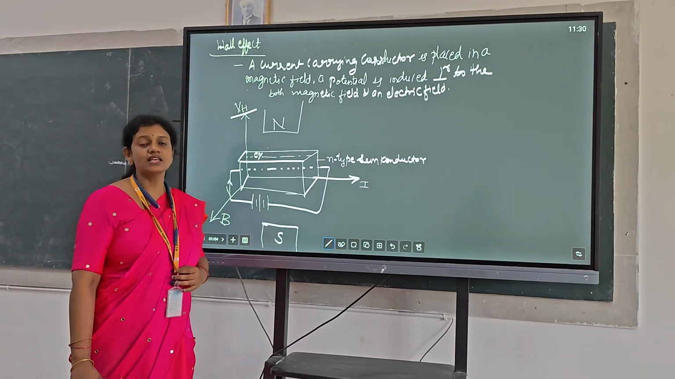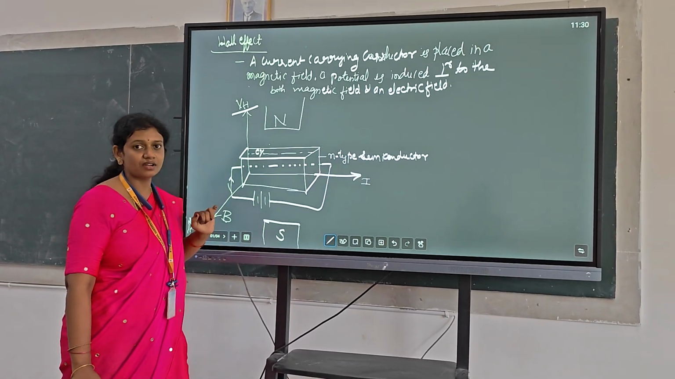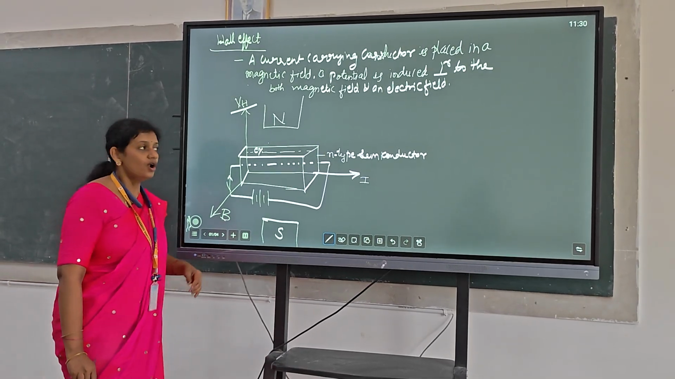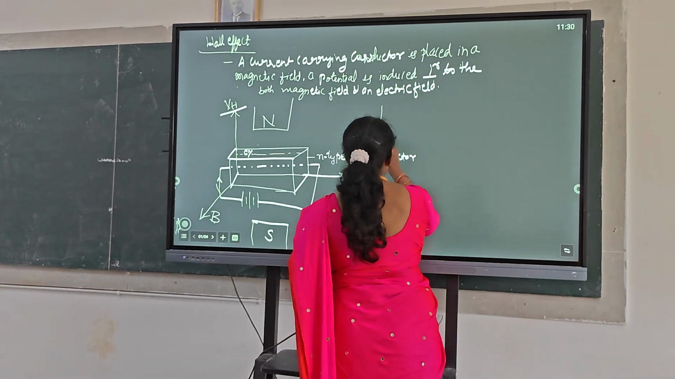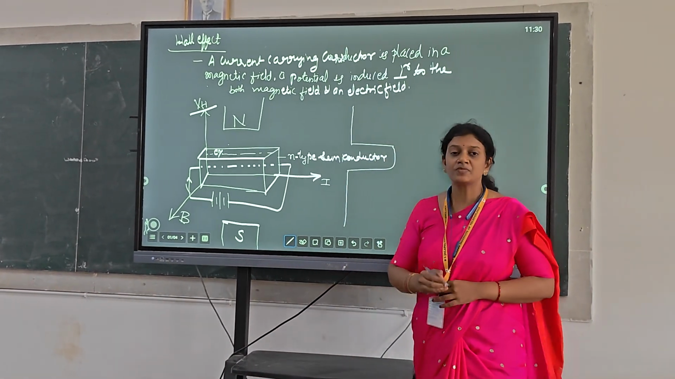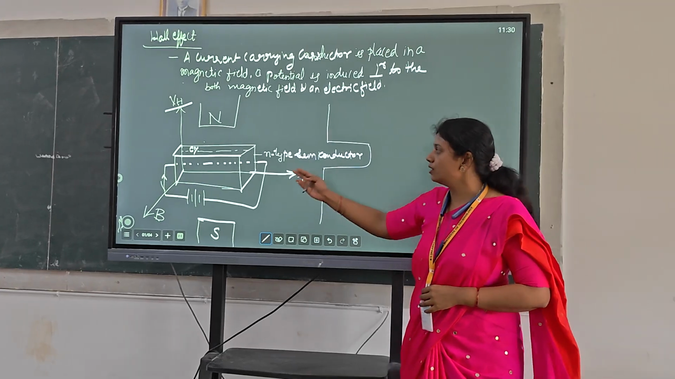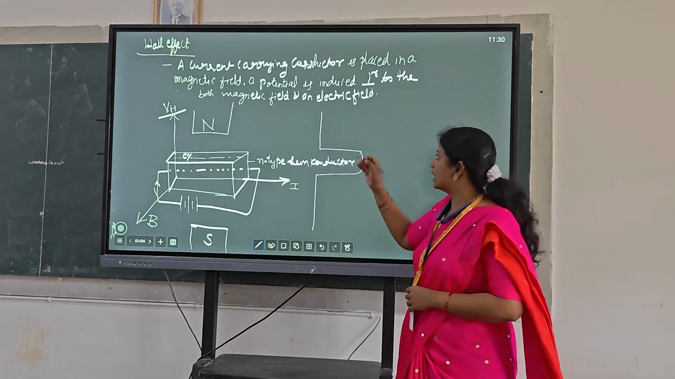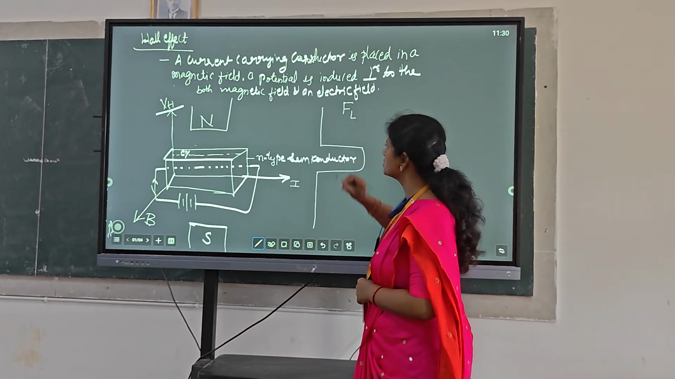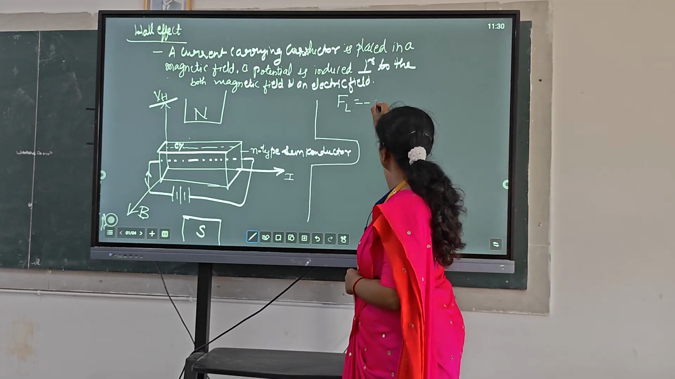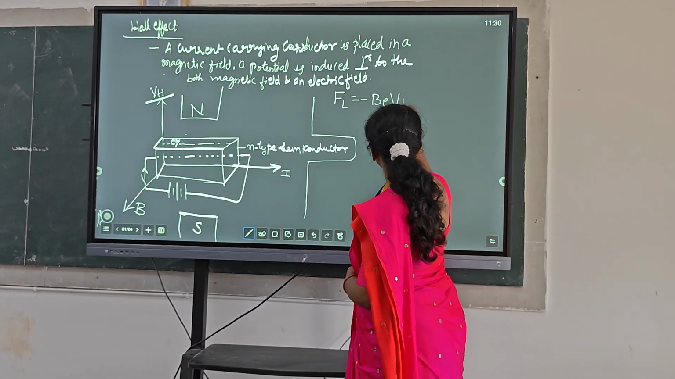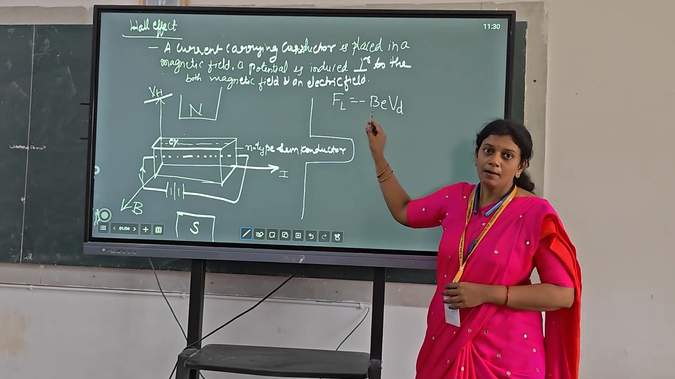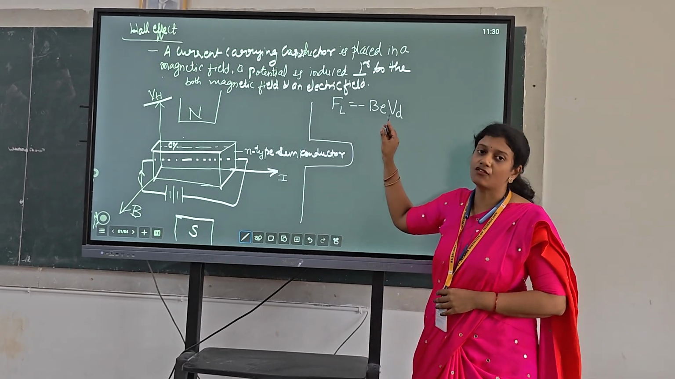After knowing this, we have to derive an expression for the Hall potential. To derive it, I am considering two kinds of forces. One force is due to the magnetic field, which we call the Lorentz force. That force is equal to minus B e V_D, where B is the applied magnetic field, e is the charge flowing in the conductor, and V_D is the drift velocity.